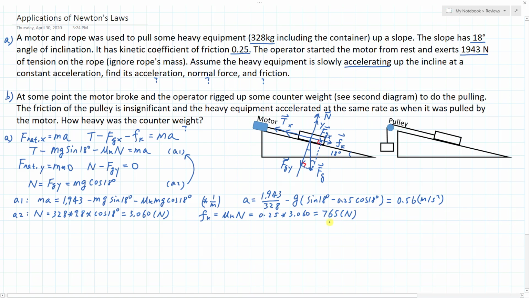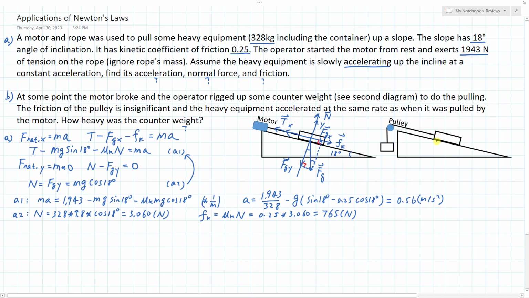Also, down to this point, we have solved all the three unknowns. The acceleration is known, normal force is known, and friction is known. Okay, so now we can transition to part B. Part B is a connected system problem. There are two things connected in the system: the heavy equipment and also this counterweight, right? So for each object, we draw a free body diagram.